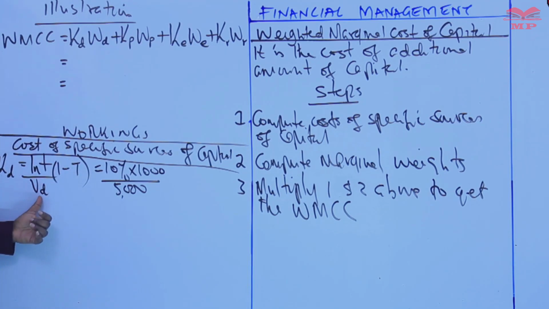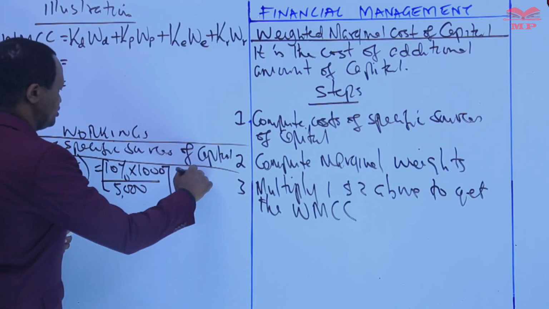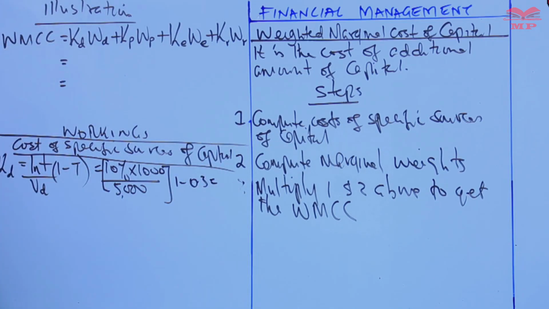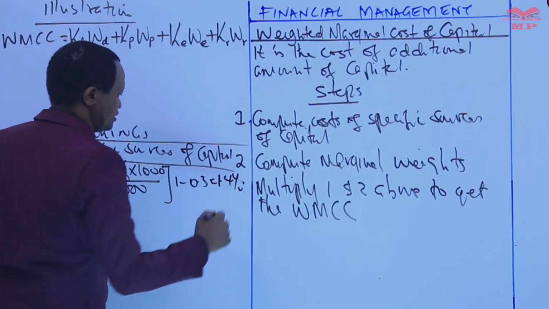And the VD, which is the denominator, is the market value per debenture. The market value per debenture, in note number 1, we read it. Issue 10%, 100 debentures at the price of 5,000. So a debenture, the value is 5,000. Then we multiply by 1 minus t. This is 1 minus 0.3. Give me the rate. Someone says 1.4%. 1.4%. That is the cost of the debenture.